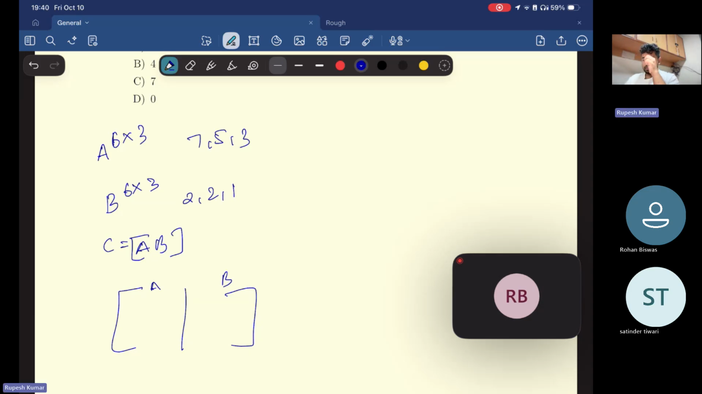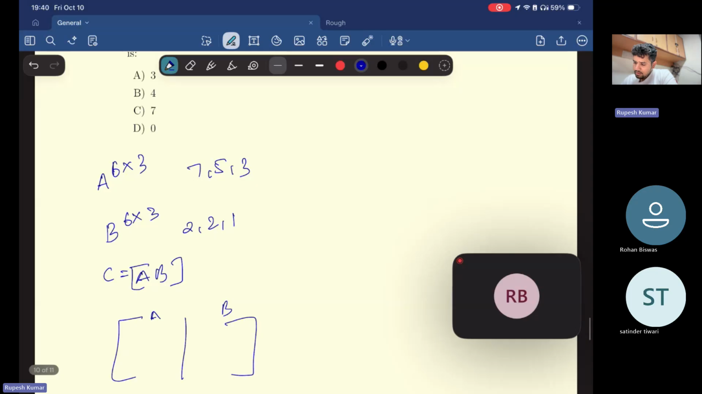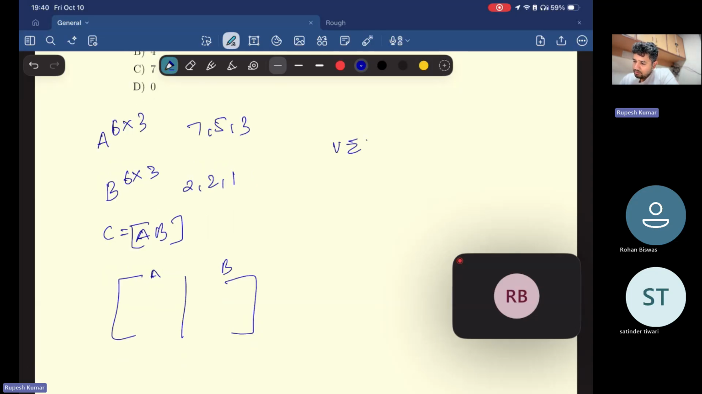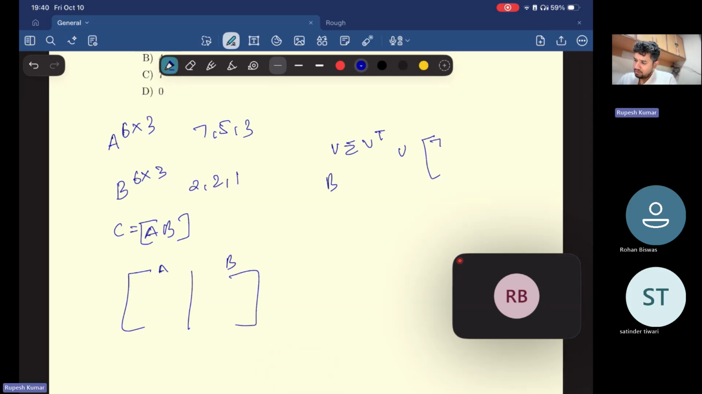Okay, fine. So let's try to solve this. Fine. So A can be written as U sigma V transpose, and B can be written as well. So A looks like this: some diagonal entries 7, 5, 3, and then zeros, like something like this.